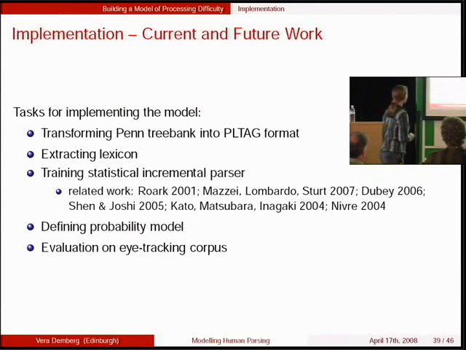There are a number of other incremental parsers around. They work on other grammar formalisms or other versions of the grammar formalism, but essentially it's a well-known problem. And then I have to define a probability model for my particular tree adjoining grammar theory. And lastly, once I get all the predictions on a word-by-word basis according to this theory, I'll be able to evaluate it on the Eyetracking corpus again and compare it to the other theories that I've evaluated before.